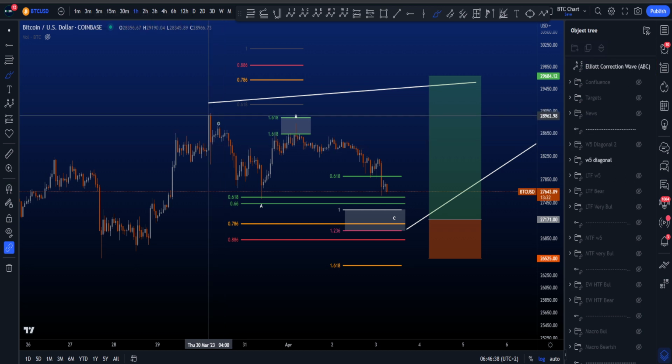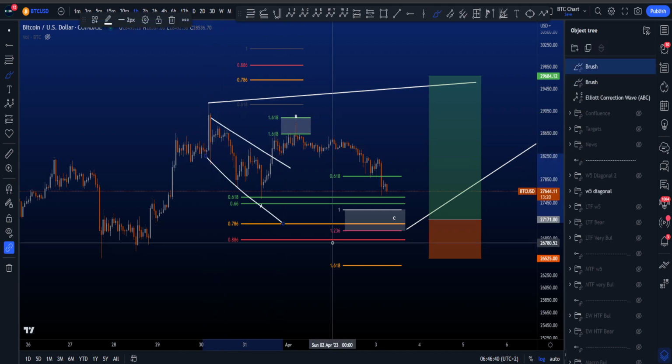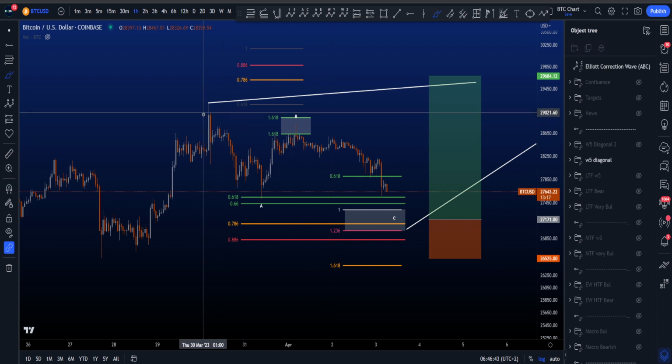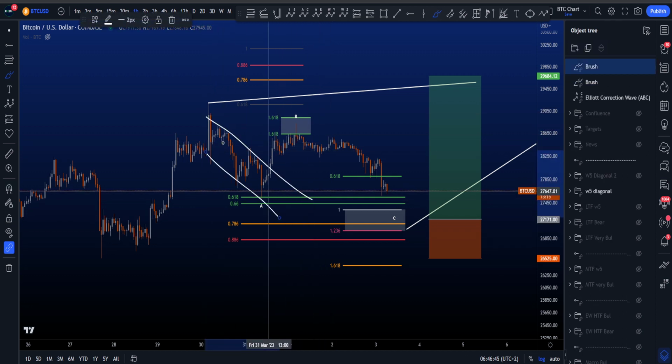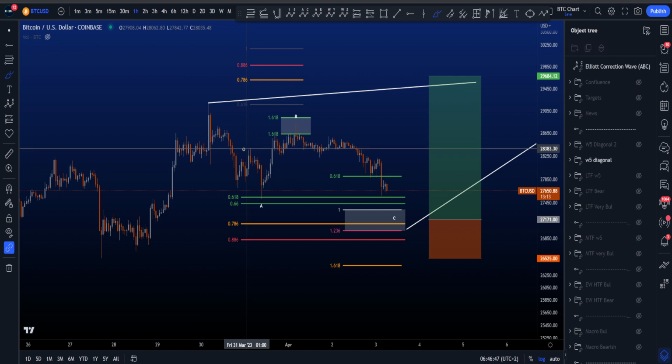Then it should be an expanding diagonal, which is very rare. So yeah, that is why one can have a little bit of confusion with this first part over here. Like, is this a wave 1? Can this be a wave A? Is this a 5-wave structure? Because wave 3 is longer than 1, which is very rare.